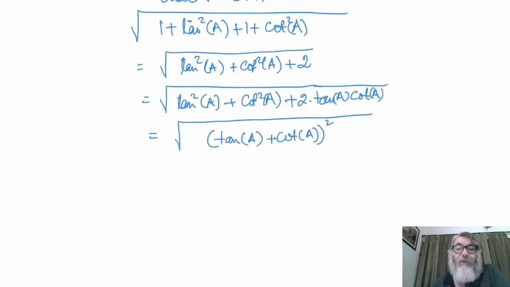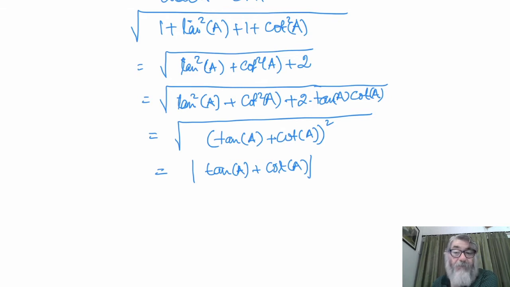A plus b whole square is a square plus b square plus 2ab. So tan A plus cot A whole square will become tan square A plus cot square A plus 2 tan A into cot A. And on taking out the square root, it will come out to be the absolute value or modulus, because we told you that whenever we take out the square root, it should come in terms of modulus value, absolute value. It is always positive.